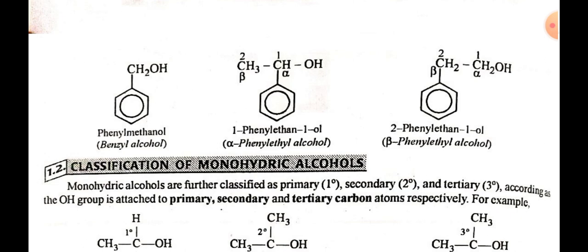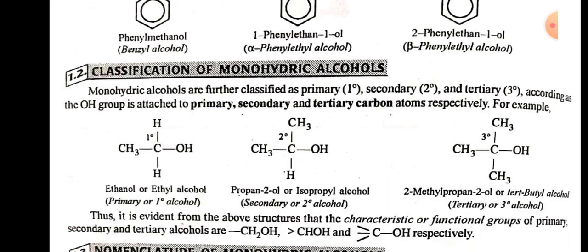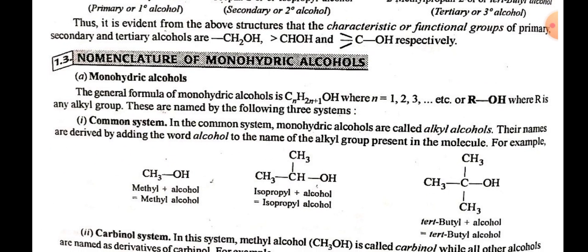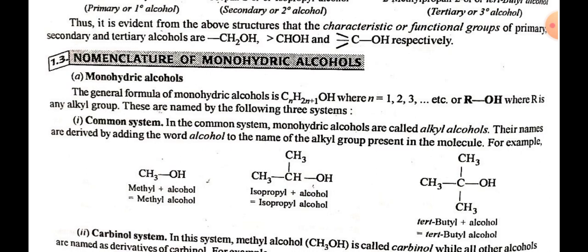Monohydric alcohols are further classified as primary, secondary, tertiary according as the OH group is attached to a primary, secondary or tertiary carbon atom respectively. For example, ethanol or ethyl alcohol is a primary alcohol, propan-2-ol or isopropyl alcohol is a secondary alcohol, 2-methylpropan-2-ol or tertiary butyl alcohol is a tertiary alcohol. It is evident from the above structures that the characteristic functional groups of primary, secondary and tertiary alcohols are CH2OH, CHOH and COH respectively. Monohydric alcohols have the general formula CnH2n+1OH, where n is equal to 1, 2, 3, etc., or ROH, where R is an alkyl group.